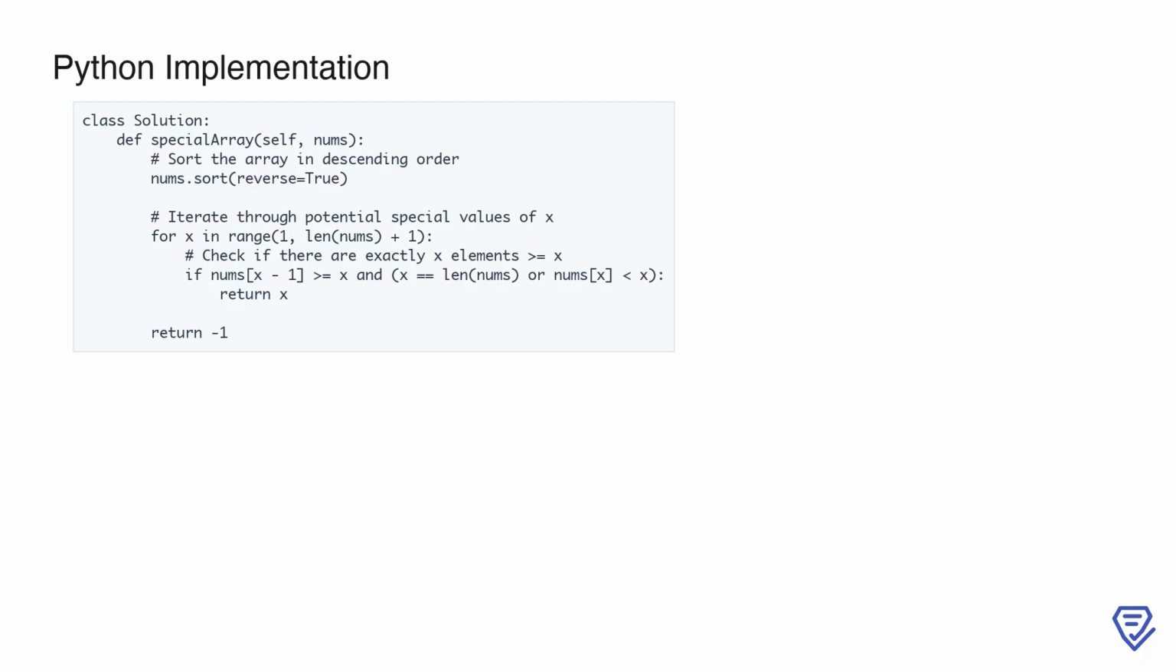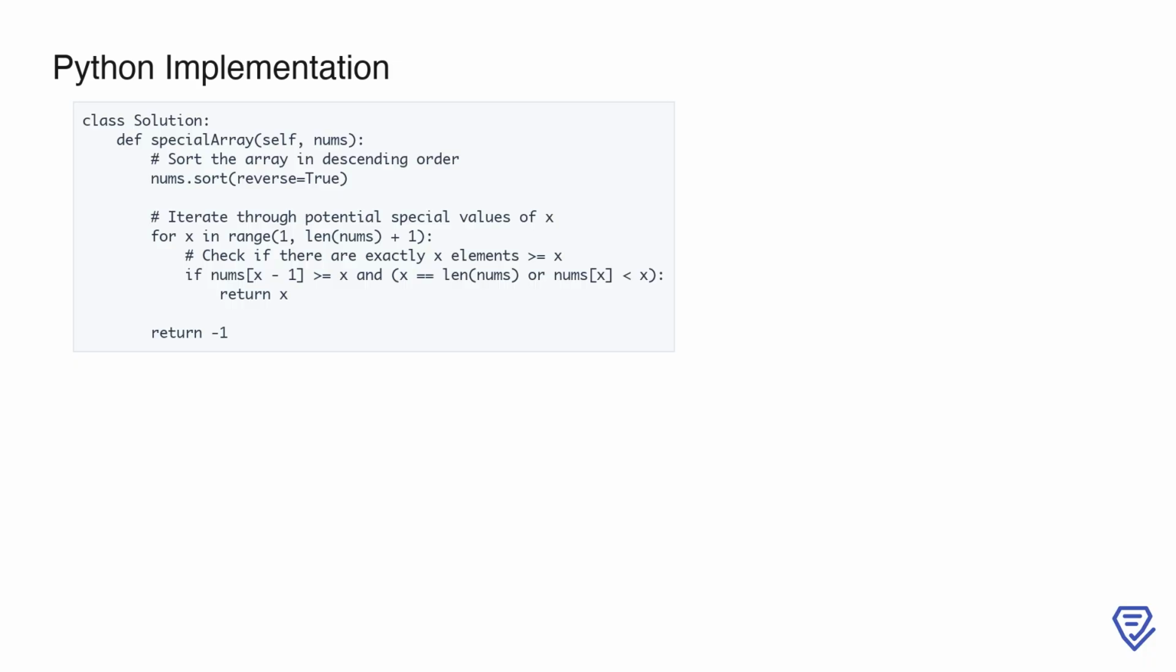Example walkthrough. Let's take nums equals 3, 5, 0, 6, 2 as an example. Sorting gives 6, 5, 3, 2, 0. For x equals 1, nums[0] equals 6 is at least 1, but nums[1] equals 5 is not less than 1, so it fails. For x equals 2, nums[1] equals 5 is at least 2, and nums[2] equals 3 is not less than 2, so it fails. For x equals 3, nums[2] equals 3 is at least 3 and nums[3] equals 2 is less than 3, so it holds. Return x equals 3.